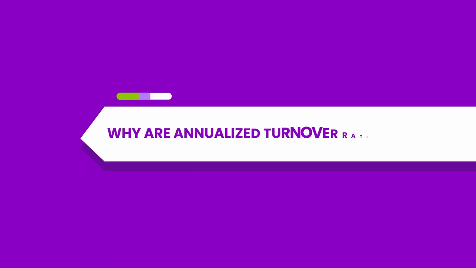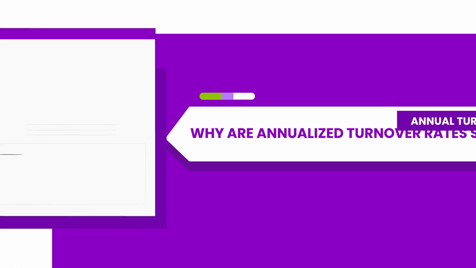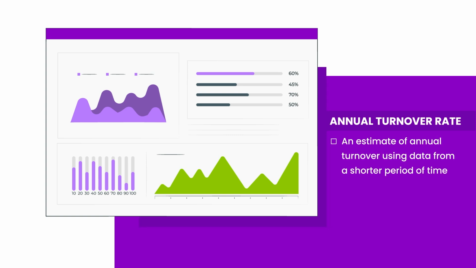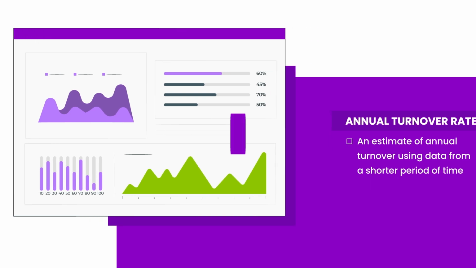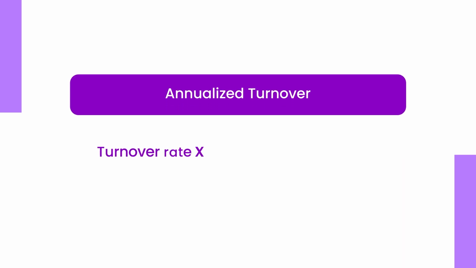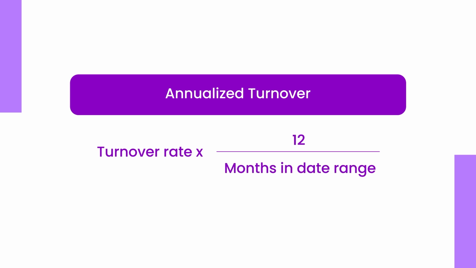Why are annualized rates so useful? So annualized turnover rates essentially provide an estimate of annual turnover using data from a shorter period of time, such as a month or quarter. Now, to annualize a normal turnover rate, you simply multiply it by the following formula, which is 12 divided by the number of months in your selected period.